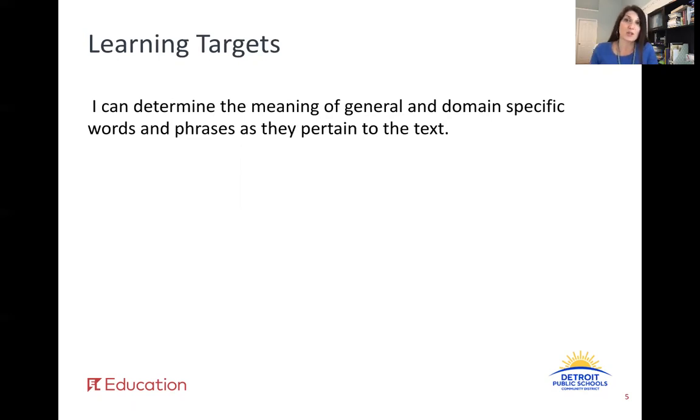And then also domain. Domain means that specific topic. So for us, it's the mystery of if it's raining frogs and fish, okay? And then also phrases. Phrases are just 2 or 3 words put together. It's not quite a sentence. And then we're figuring out what they mean and how they directly impact the text.